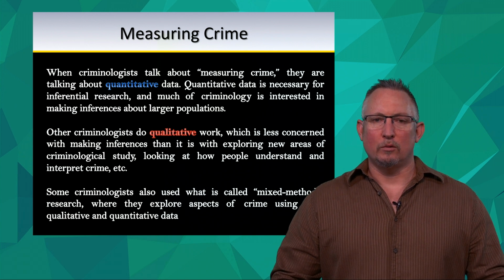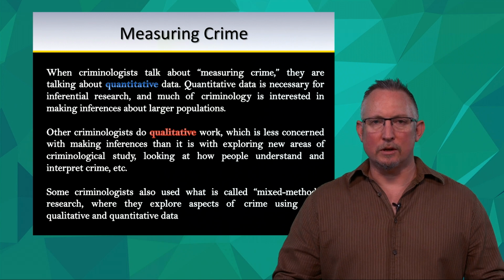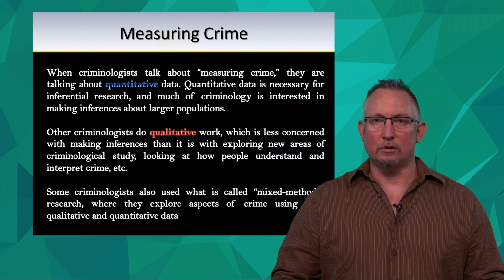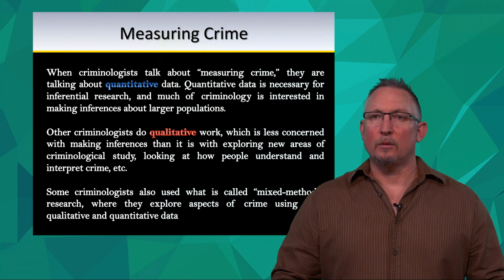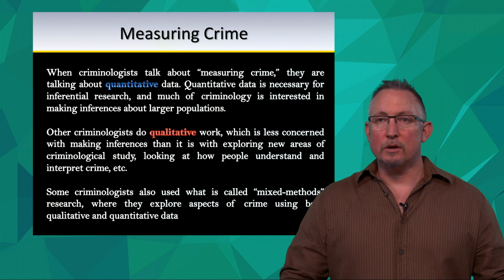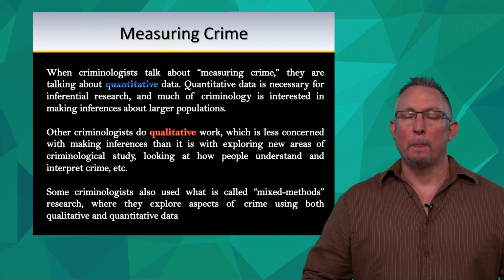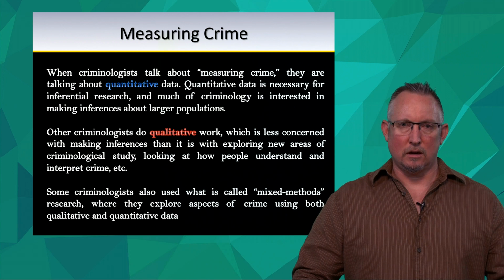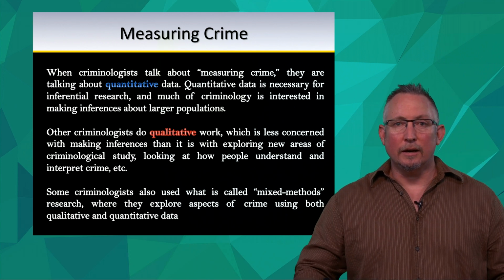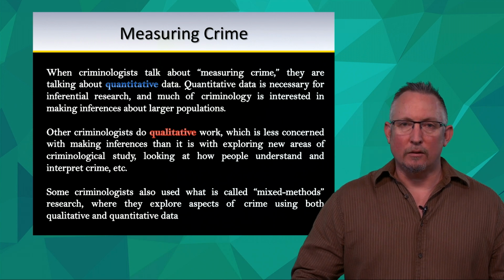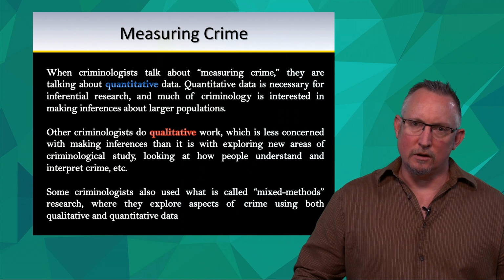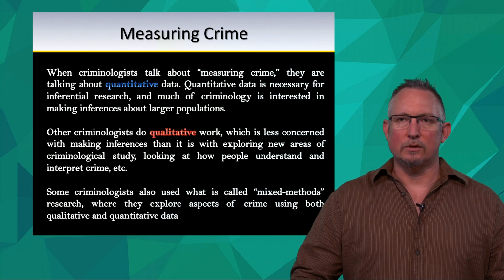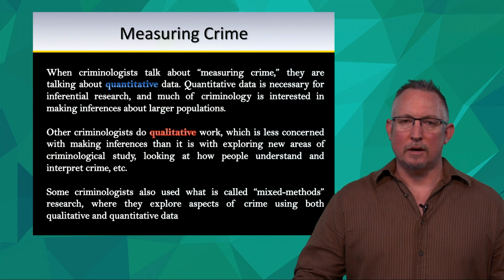Other criminologists do qualitative work. Qual means word. Here we're interested in things that people tell us about themselves, so attitudes, beliefs, etc. So here we're less interested in making inferences about larger populations, more interested in looking at how people understand or interpret crime. Some sociologists use what are called mixed methods approaches, particularly if we had a bigger project. Let's say we wanted to understand the intersection of things like drug use and educational background. We might use surveys. We could also use interviews. We would look at student data, etc. So it'd be very common in research studies such as this for sociologists to use both qualitative and quantitative data, or a mixed methods approach.